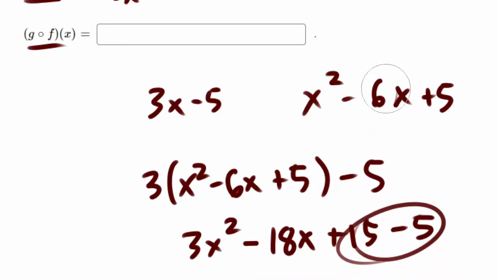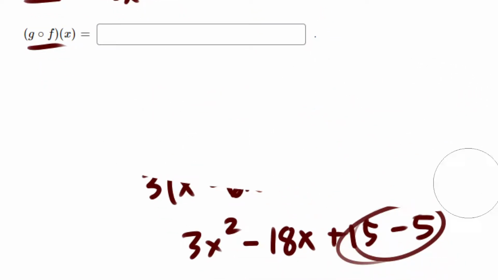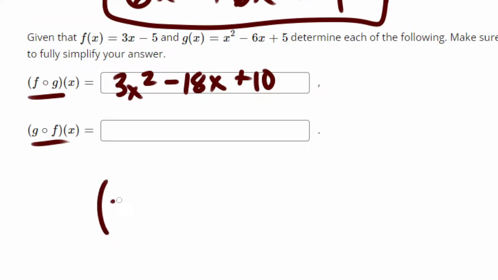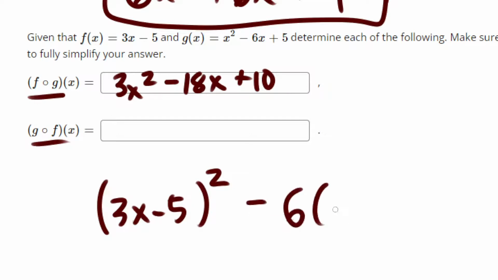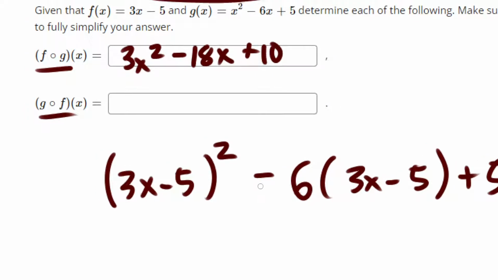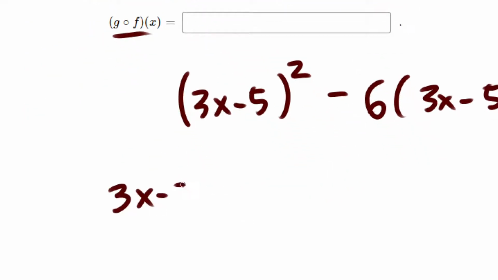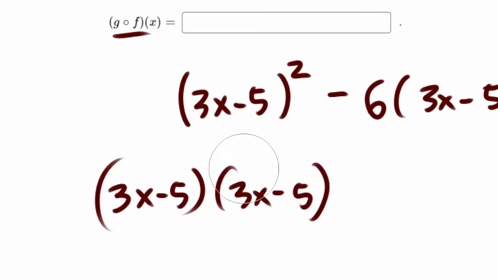But for our second, we want to do g of f. And so what we'll do is we'll take our x squared and we'll say 3x minus 5, and then we'll square that. Minus 6 times 3x minus 5 plus 5. And then what we can do with this is we need to expand this. So we have 3x minus 5 multiplied by 3x minus 5, because that's what the square means.